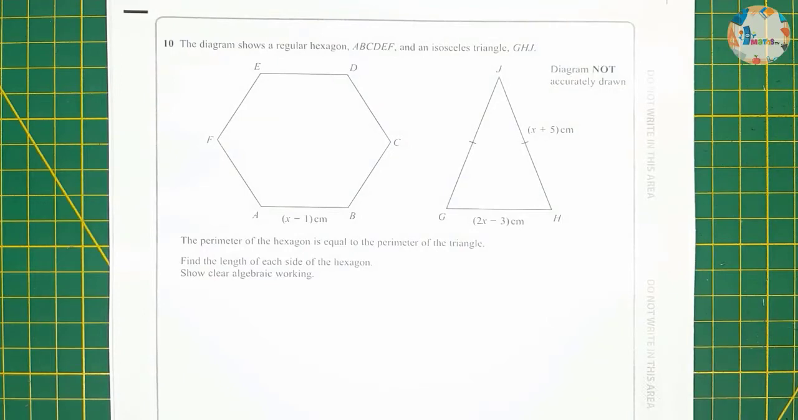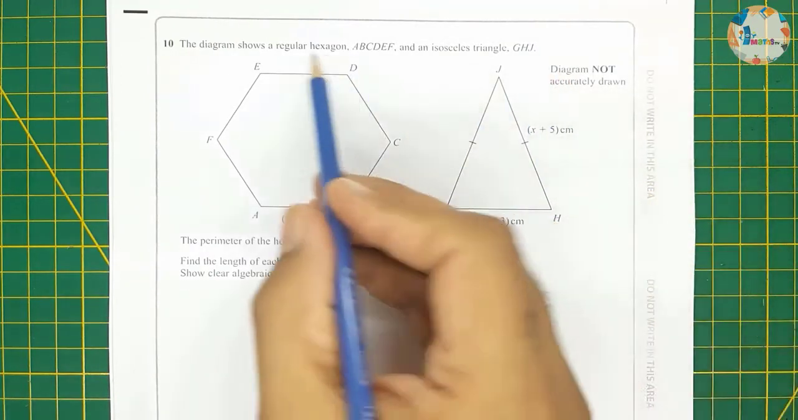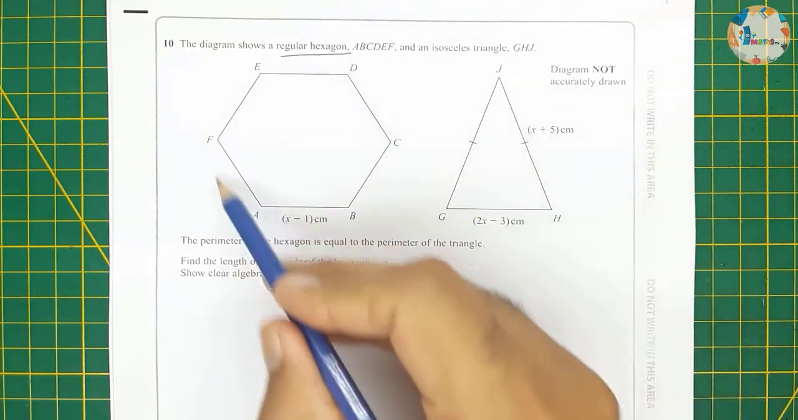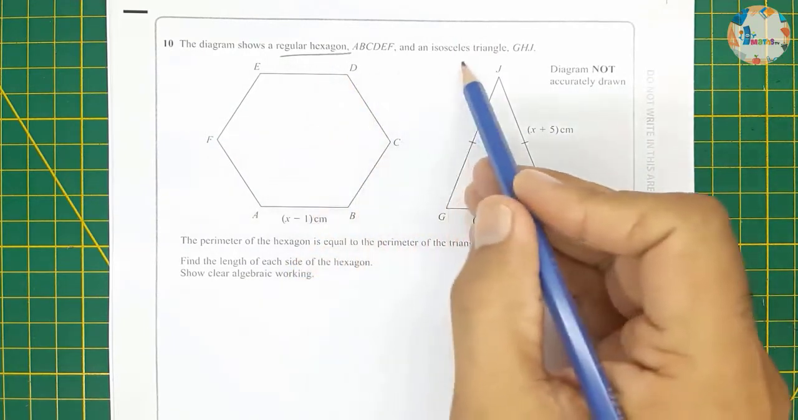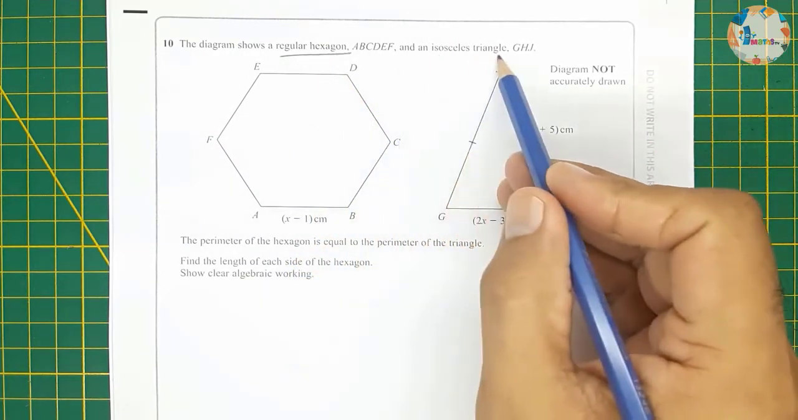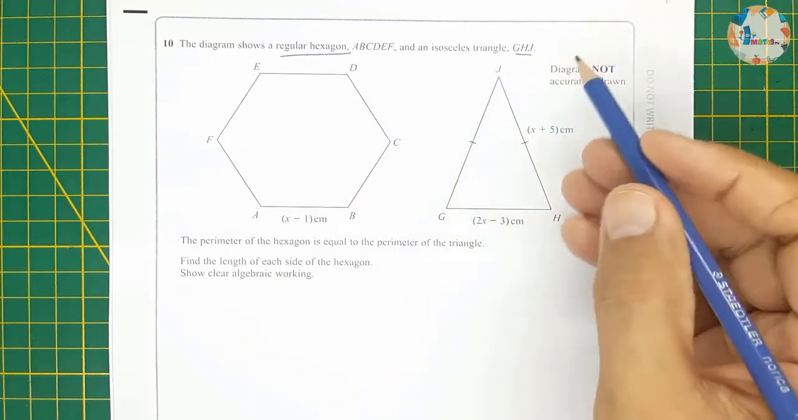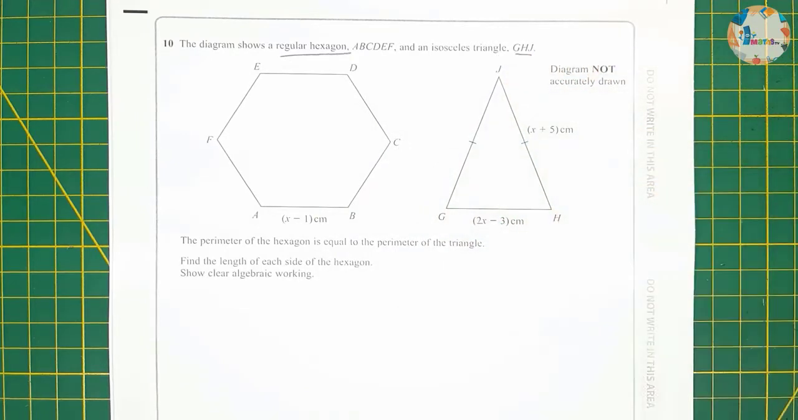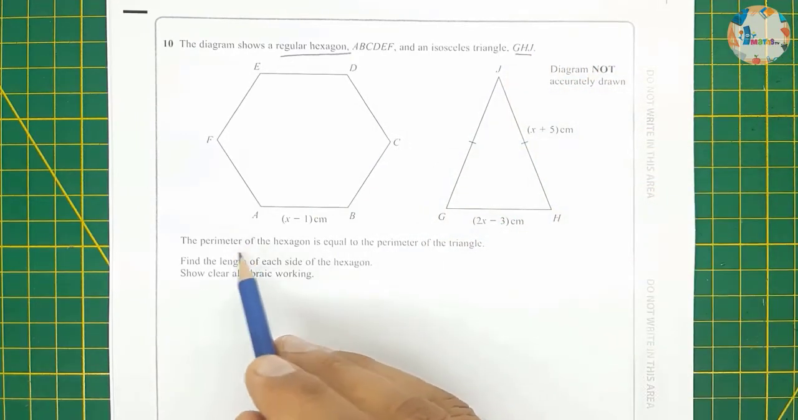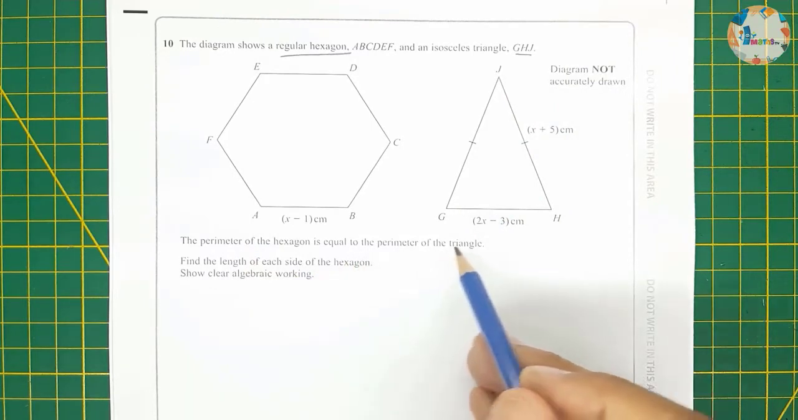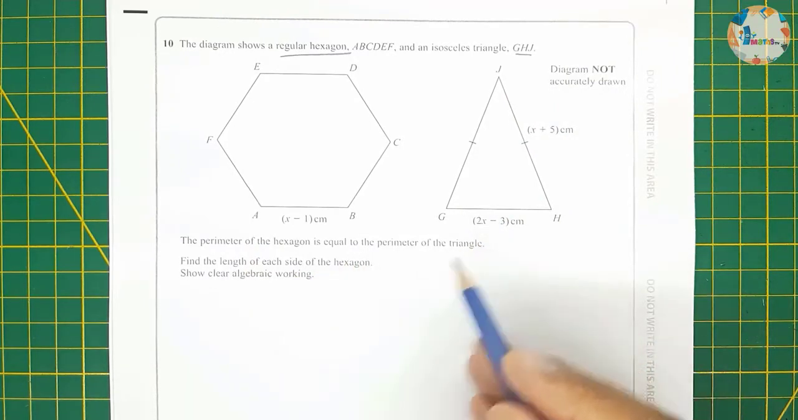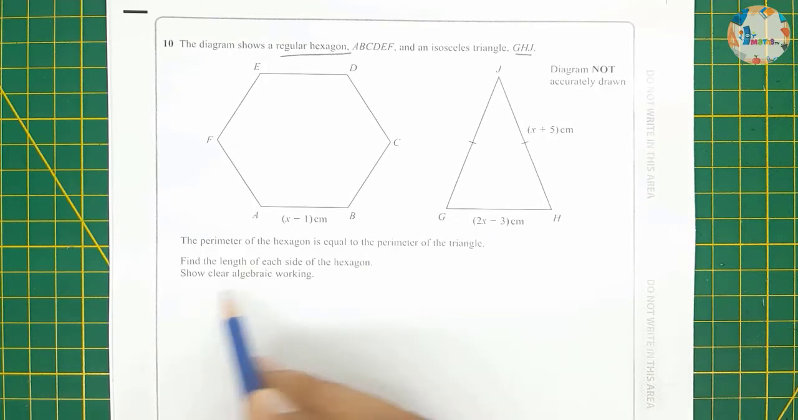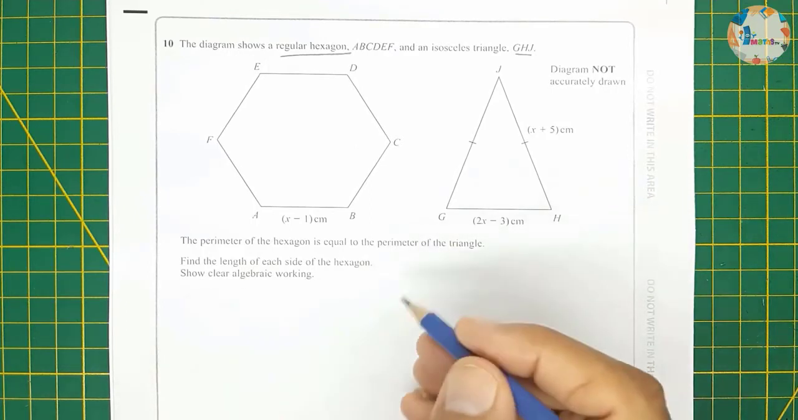Now this is question number 10. The diagram shows a regular hexagon. Regular hexagon means all sides are equal, and isosceles triangle GHJ, so these two sides are equal. The perimeter of the hexagon is equal to the perimeter of the triangle. Find the length of each side of the hexagon, show clear algebraic working.